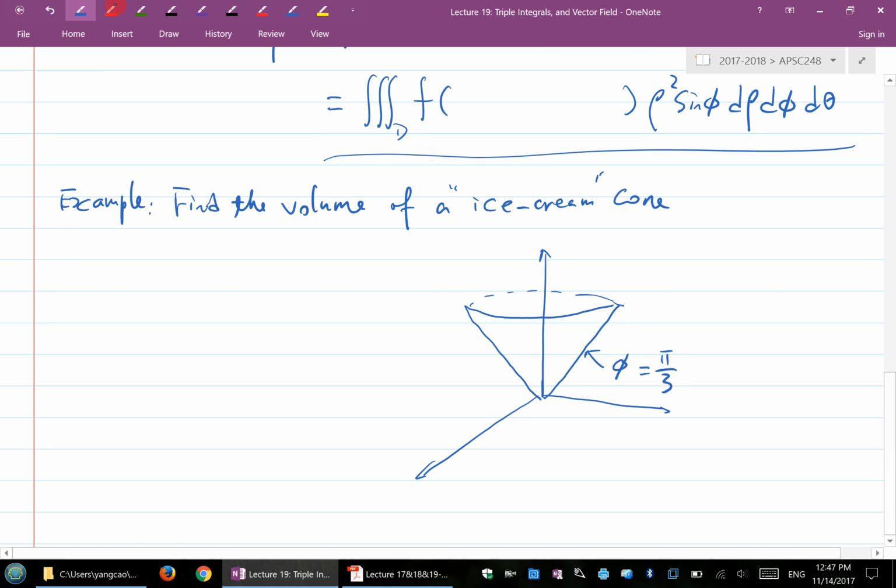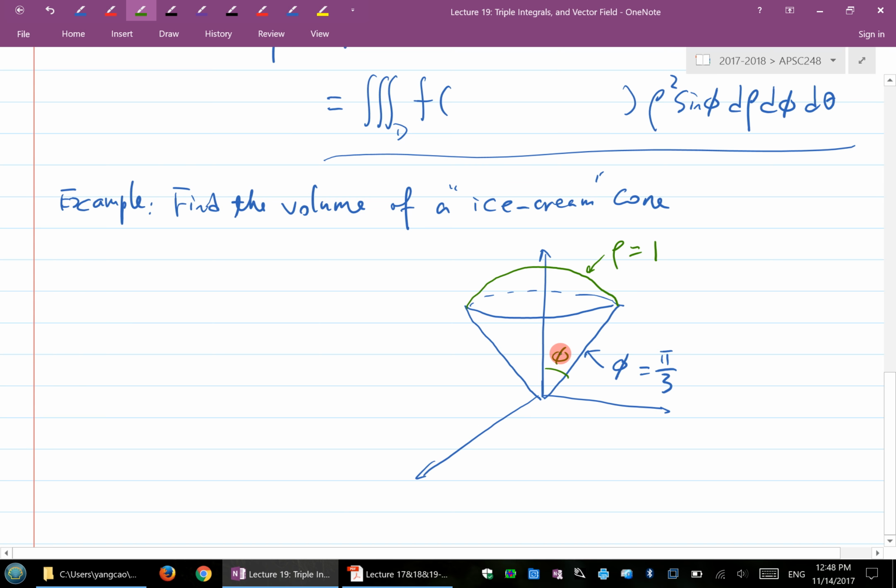On top of the cone, it's covered by a whole lot of ice cream. Suppose that the boundary of the ice cream is part of a sphere, and the radius of the sphere is rho equal to 1. So that's the object here. It's two pieces: the top is part of the sphere, rho equal to 1, and the side is the actual cone surface, phi equal to pi over 3. Now if you recall, when you see phi equal to pi over 3, it refers to this angle here, right?